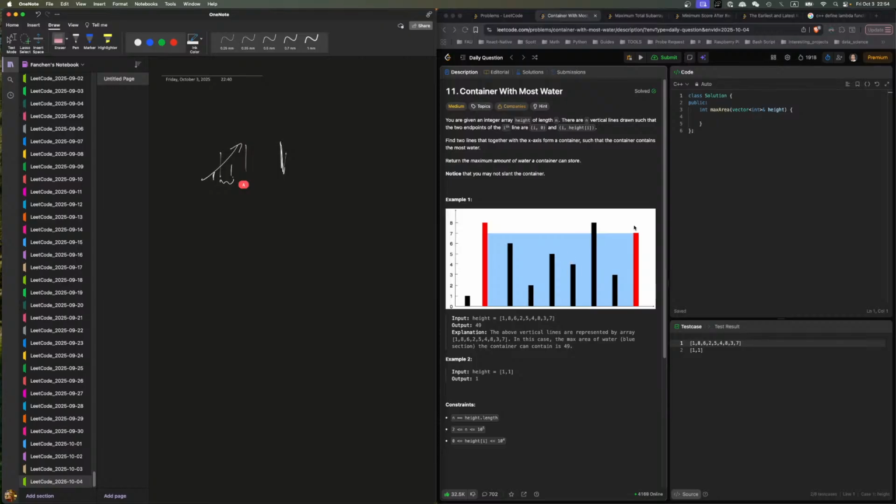Trying to find the rightmost that's bigger. And now I'm starting from here. We need to find the leftmost that's bigger than this. Doesn't make sense. Still doesn't make sense.